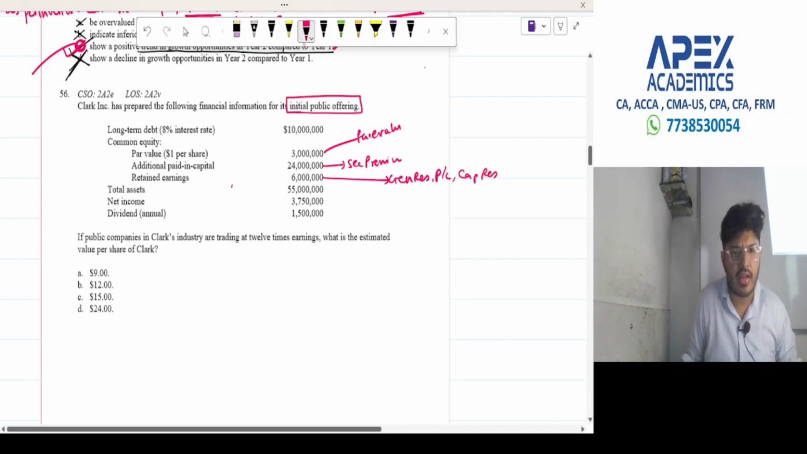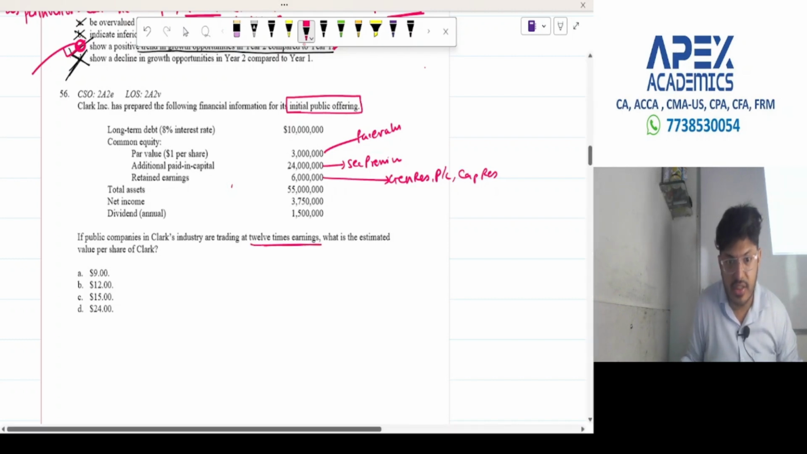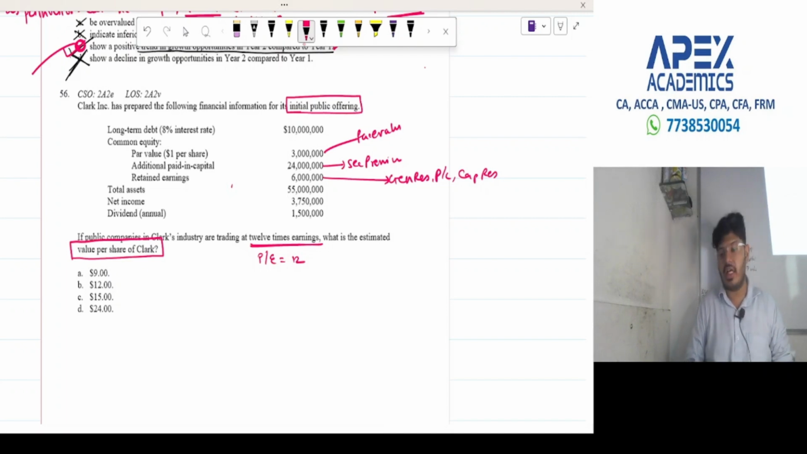Total assets 5 crores 50 lakhs. Net income is given to you. Annual dividend is given to you. If public companies in Clark's industry are trading at 12 times the earnings, 12 times earnings meaning PE is equal to 12, what is the estimated value per share of Clark?